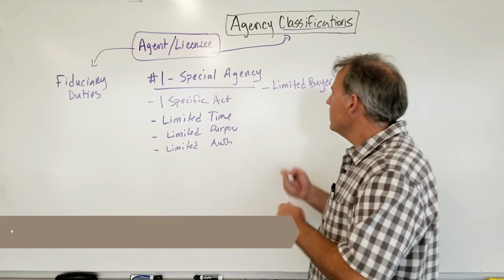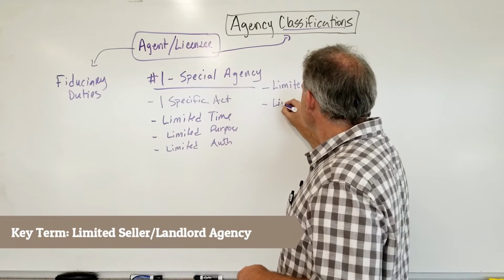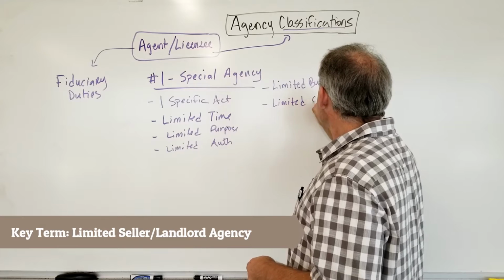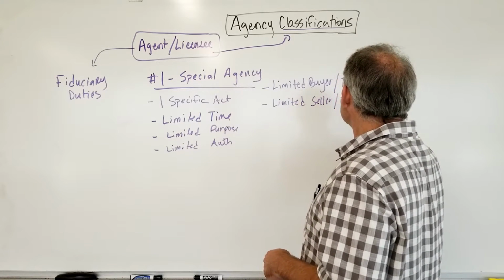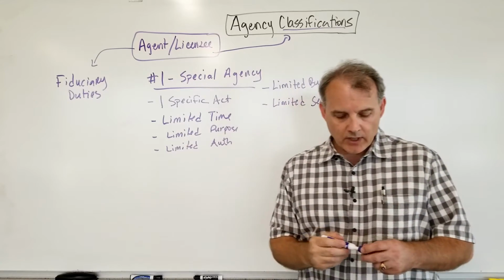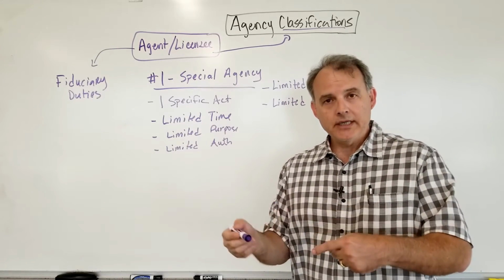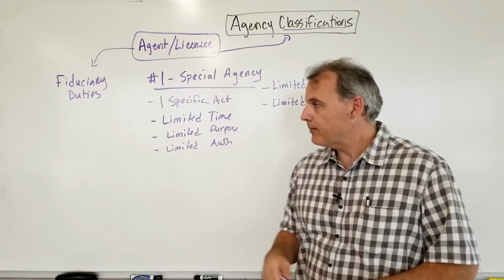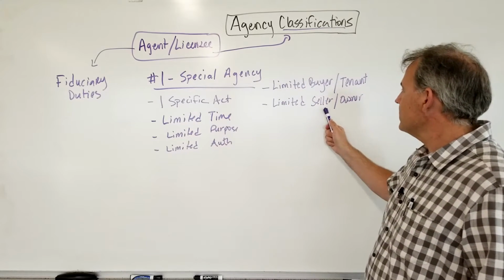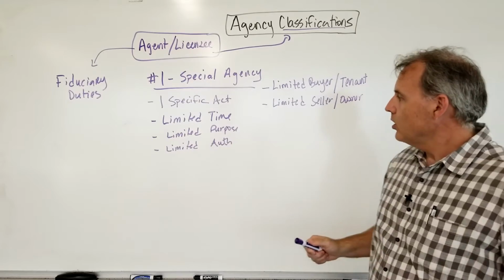The second subcategory is limited seller agency, or owner agency in the case where I have a home for lease. Maybe there is an investor that's hired me to lease their property. It's limited seller's agency or owner agency.